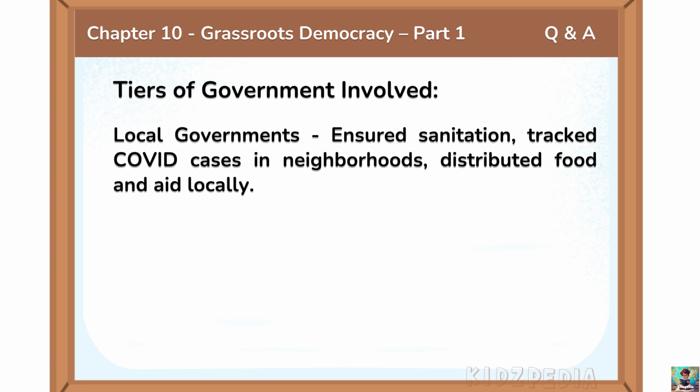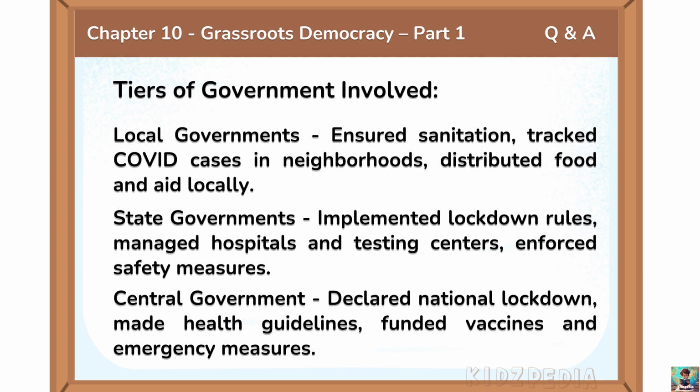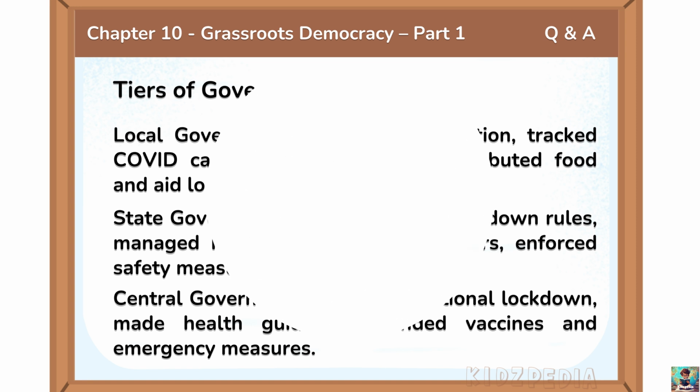Local governments ensured sanitation, tracked COVID cases in neighborhoods, and distributed food and aid locally. State governments implemented lockdown rules, managed hospitals and testing centers, and enforced safety measures. The central government declared a national lockdown, made health guidelines, and funded vaccines and emergency measures.